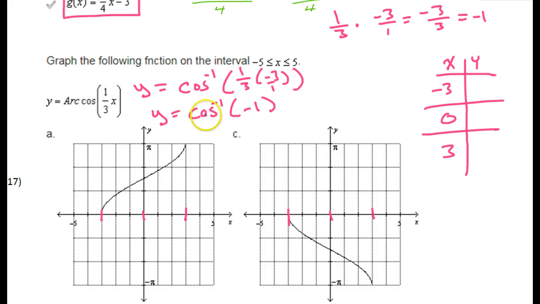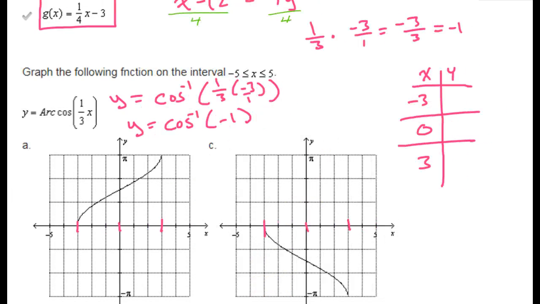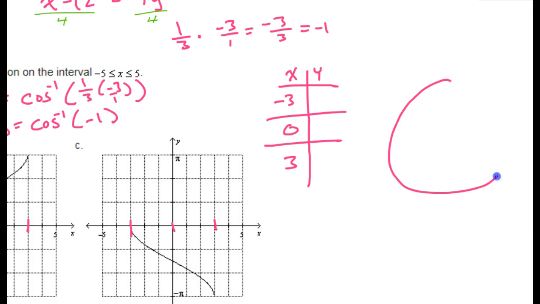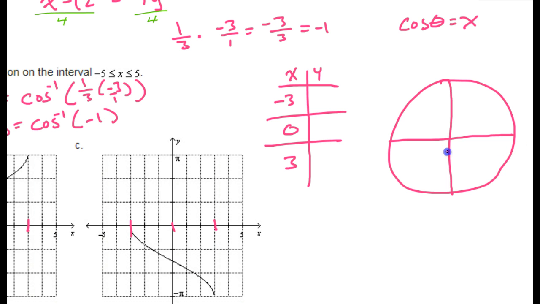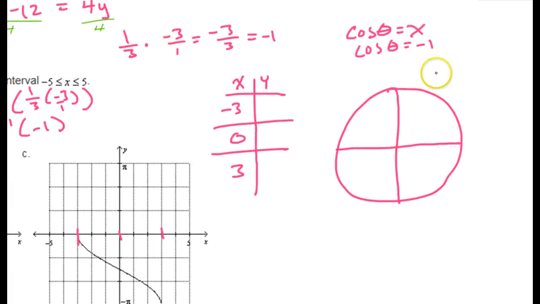So the question though is, what is the inverse cosine of -1? Well, an inverse trig function is an angle. It's the angle whose cosine is -1. So in other words, where is the cosine equal to -1? Well, let's look at a unit circle. On the unit circle, cosine is the x value. So the question is, where is the x value equal to -1?